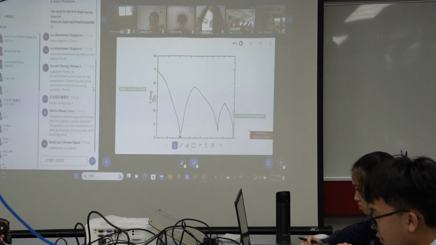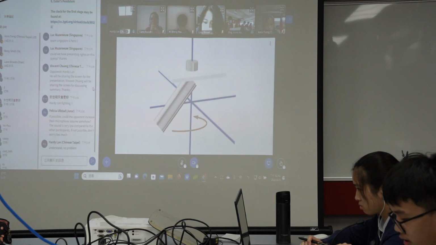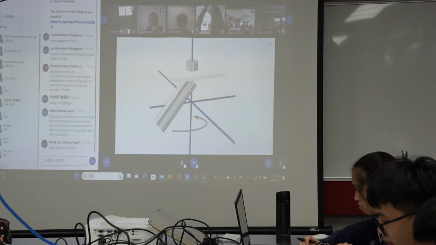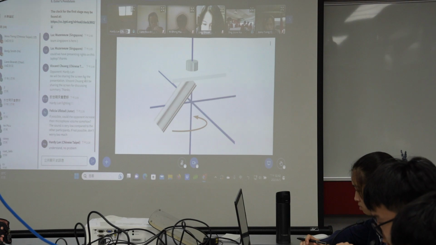Okay, I understand this part. Let's go to the cone part. Can you explain how the normal force changes during the motion? The normal force acting down the system. There is a normal force.